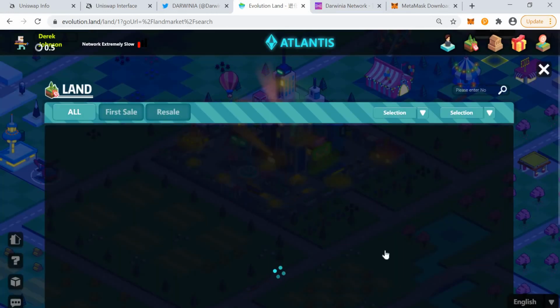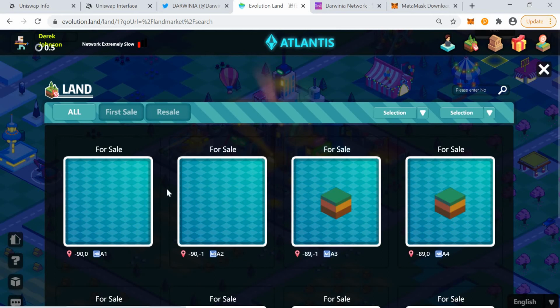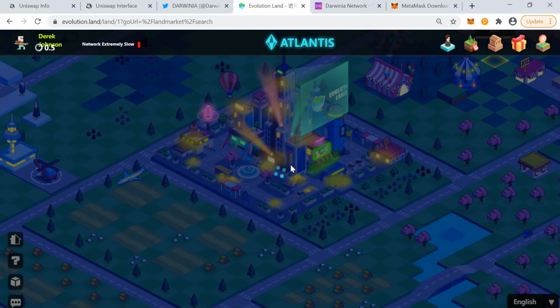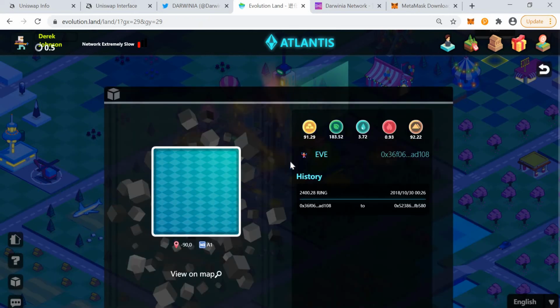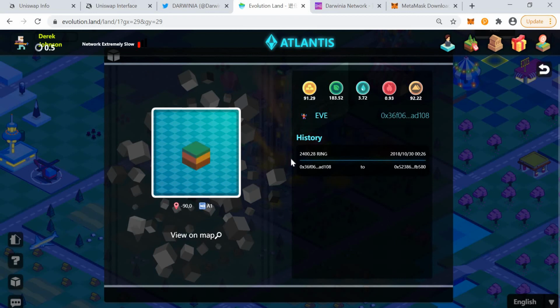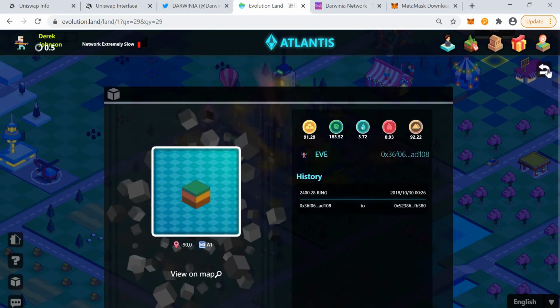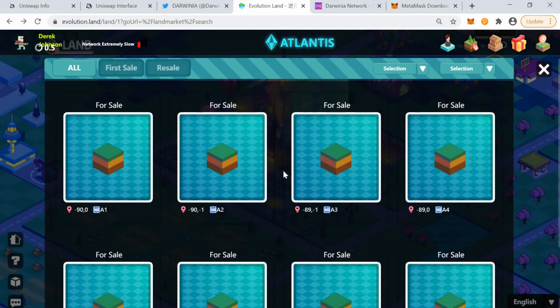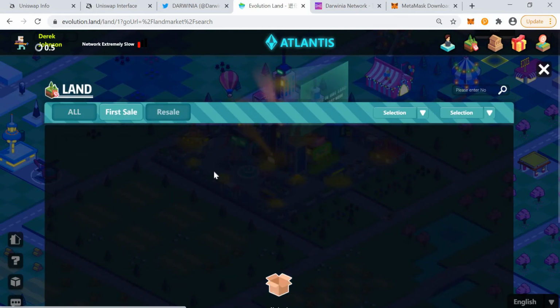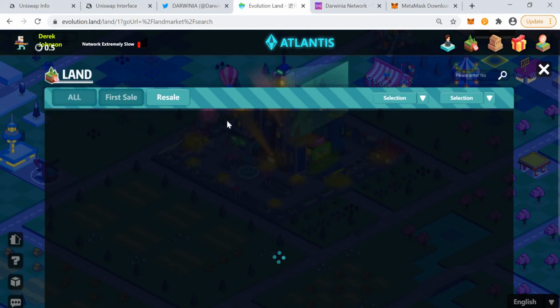The land market's going to be a little sparse. It says for sale. See how much for sale? Wow, this sold in 2018 for 200. That was extremely cheap. But that's Eve, so I'm just not sure what's going on. So first sale, and then the resales.